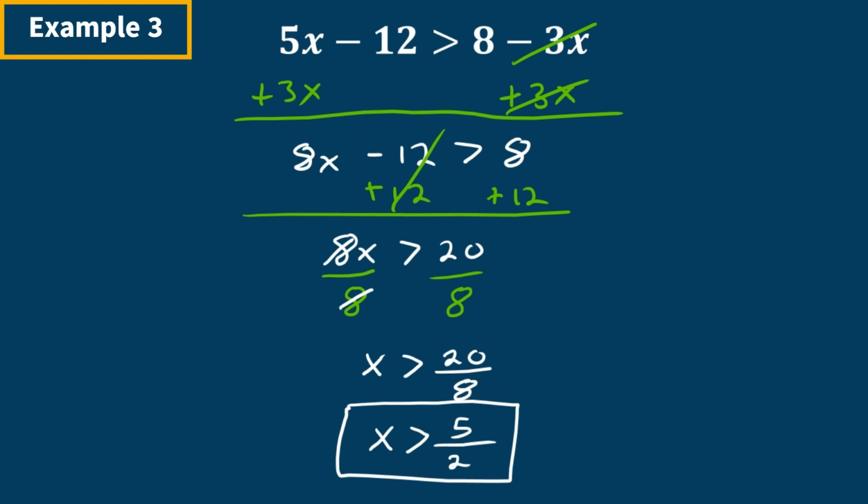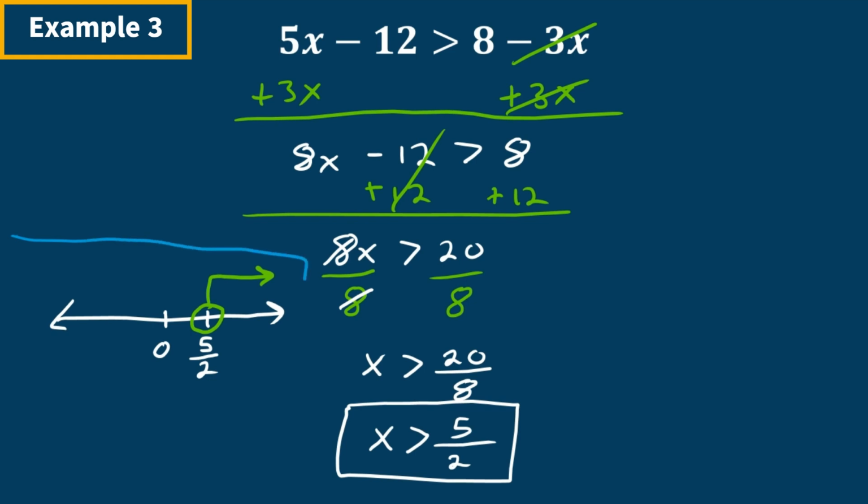Let's go ahead and show the number line. So I'm just going to draw a line like this with 2 arrows. I'm going to say this is 0, and then this right here is going to be 5 over 2. And what our answer is saying is that x is going to be greater than all of the numbers higher than 5 over 2. Since there's no equal sign, that means we put a circle that's unshaded. And then x is greater than all of these numbers, that means we're going to draw an arrow to the right. So this right here is our number line solution.